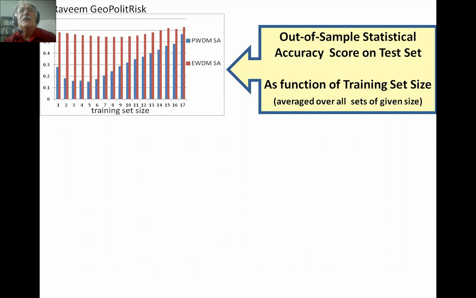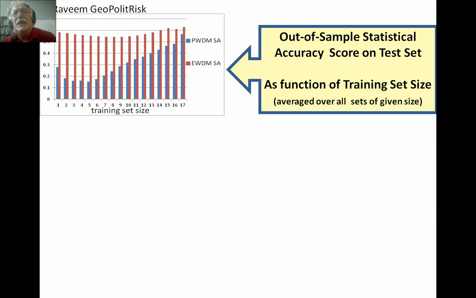This is one particular study on geopolitical risk. And in this study, we had actually 18 calibration variables. And so on the horizontal axis here, you see the training set size. And these bars reflect the statistical accuracy of the performance weighted combination in blue and the equal weighted combination in red.